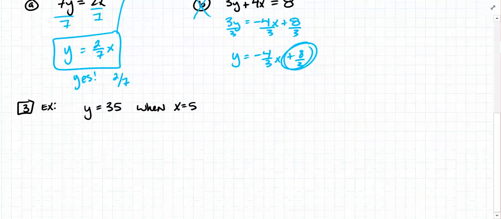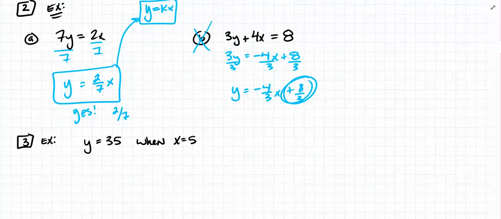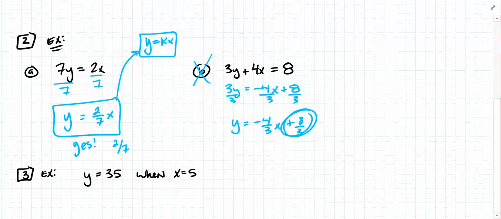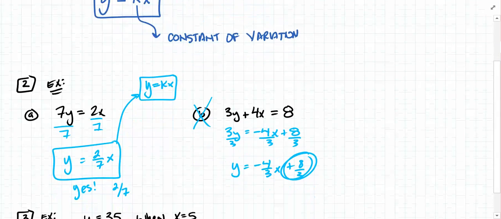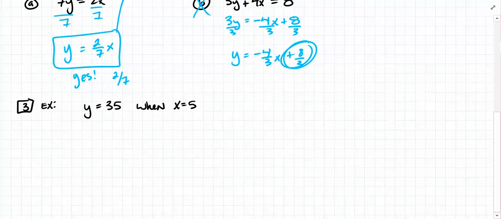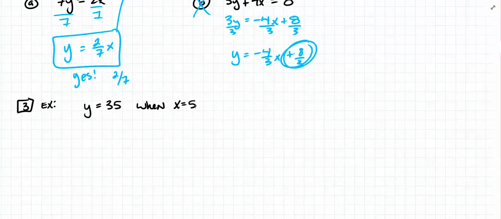Okay. So in this example box number 3, they're going to tell you that y varies directly with x. So when you hear that language, y varies directly with x, that means that you have direct variation, so y equals kx. Okay, and then they'll say y is 35 when x is equal to 5, and it will say what direct variation equation relates the two together.